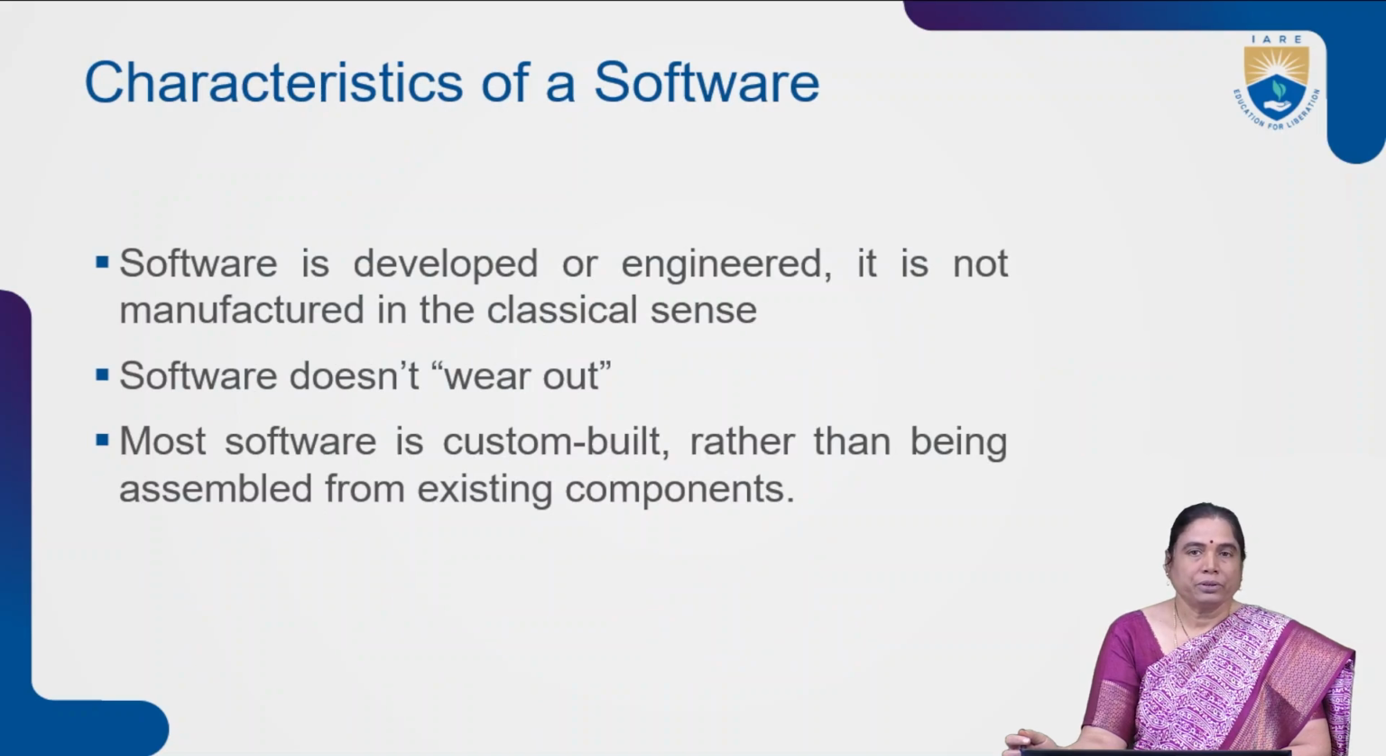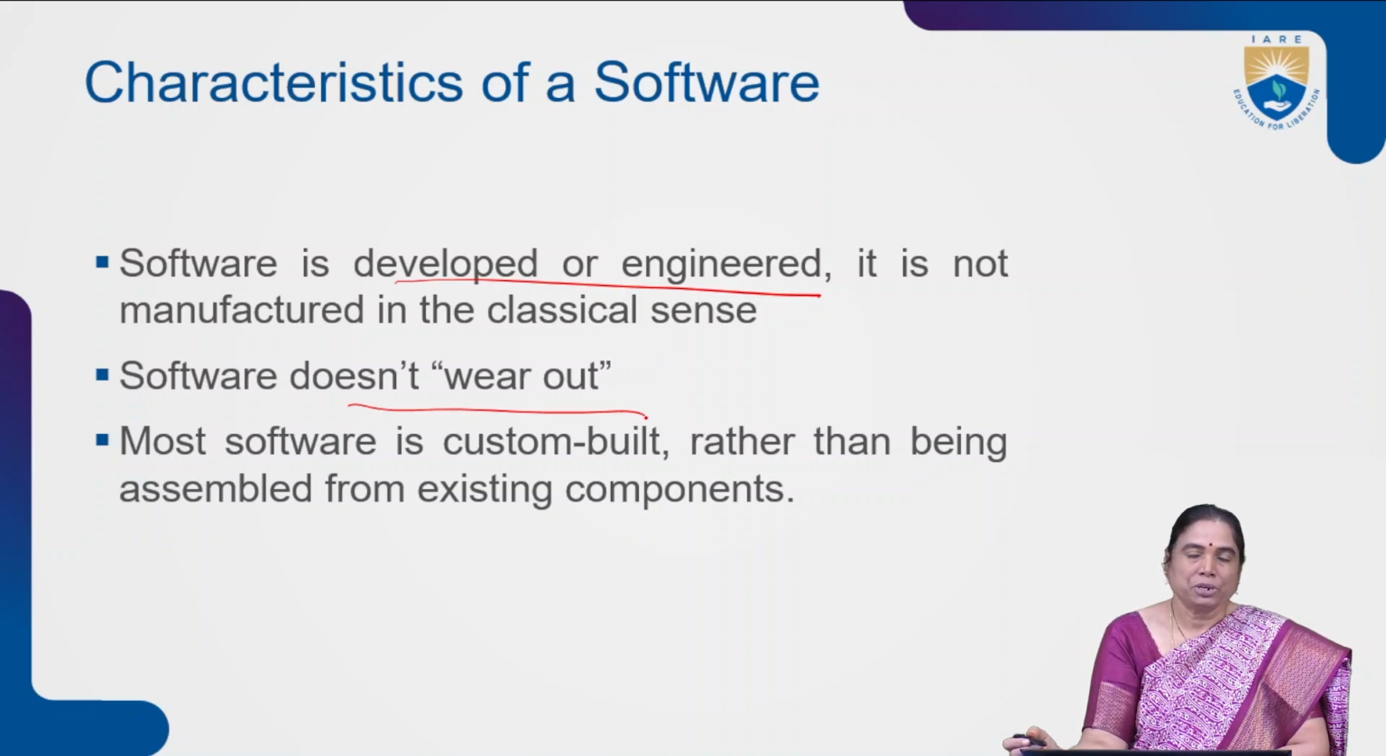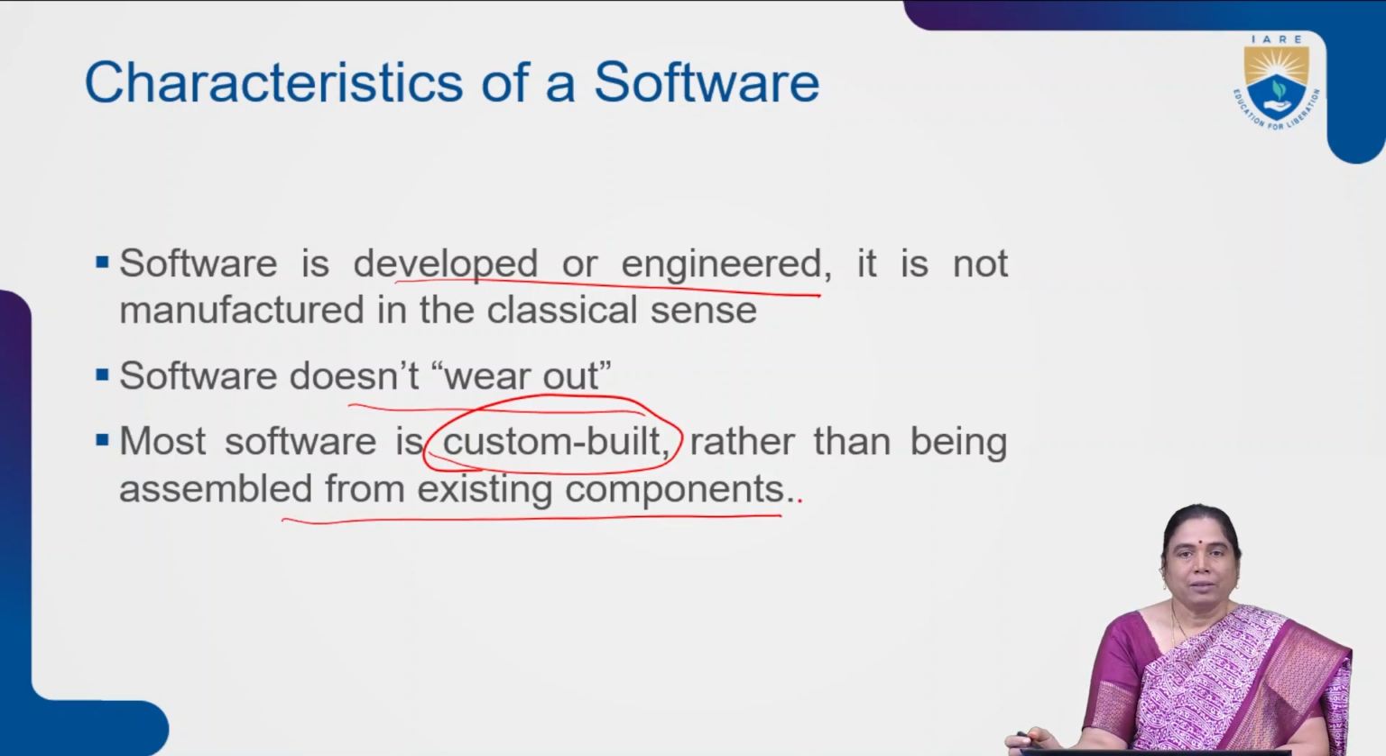The basic characteristics of software: it is developed or engineered, and it is not manufactured in the classical sense in the industries. Software does not wear out. With continuous use of the application, it won't wear out as hardware does. Most software is custom built and developed according to the customer requirement, rather than being assembled from existing components, as hardware can be assembled according to the circuitry in the industry.